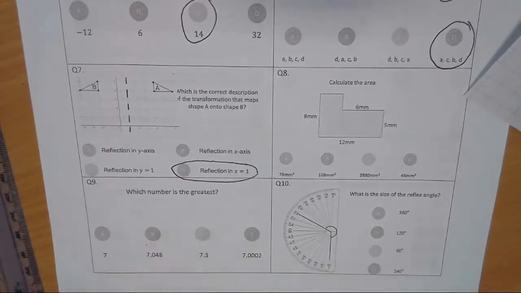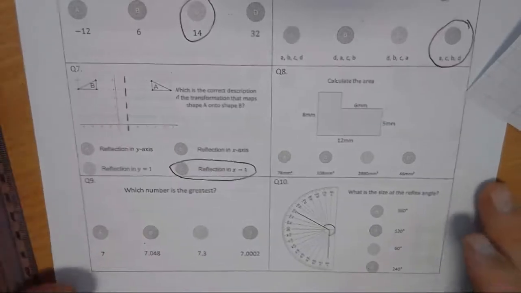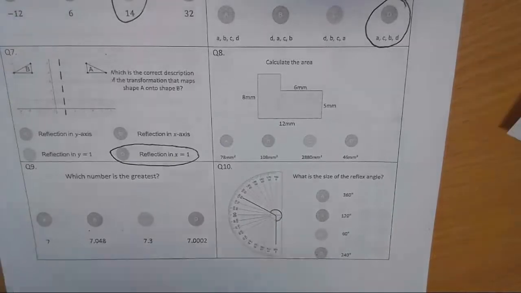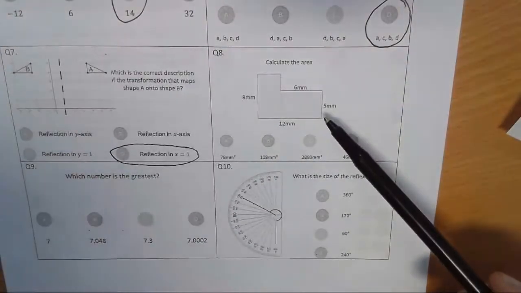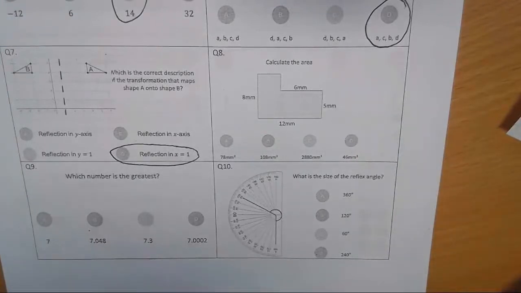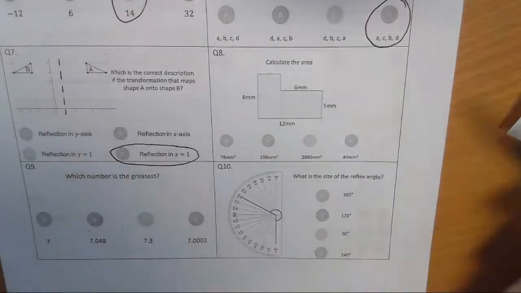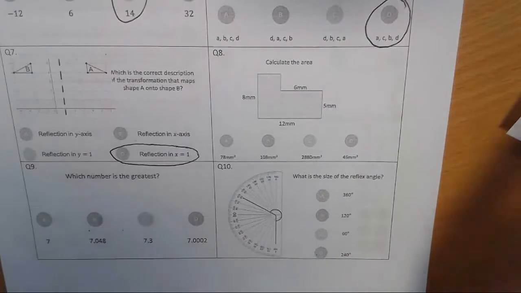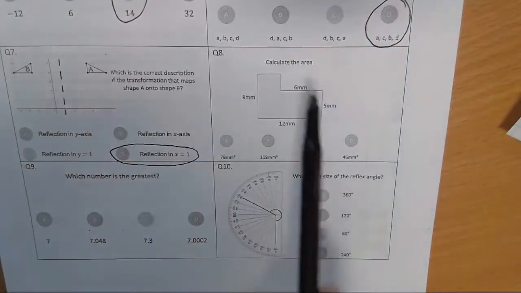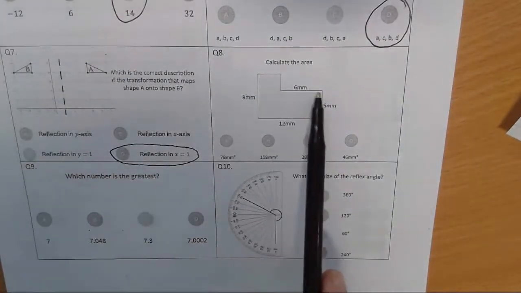And we're going to go straight on to question 8. Okay, I've got the area of this shape that I need to calculate. There's a few things I need to do to be able to do that. The first is I've got some sides, but I'm missing some side lengths here, which I need to work out. So this whole side length is 12. This bit here is 6, so that's part of the way.